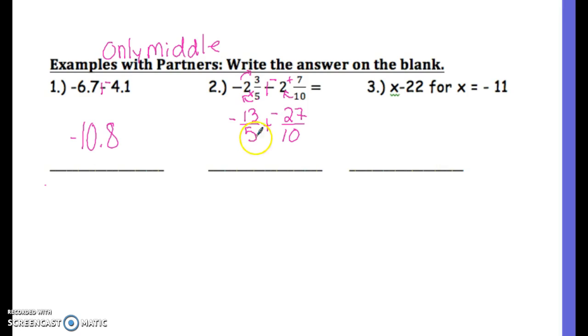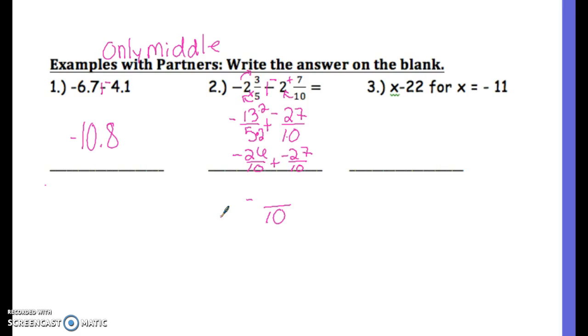Now I need a common denominator. 5 and 10 would be 10, so I multiply them both by 2. Then I get negative 26 over 10 plus negative 27 over 10. Well, they're the same sign. I know it's going to be over 10. I know it's going to end up being negative 26 plus 27.